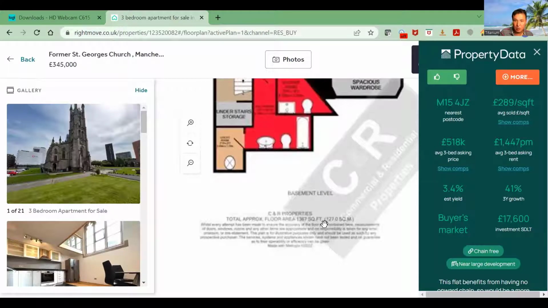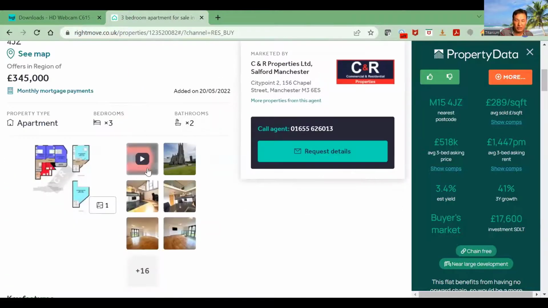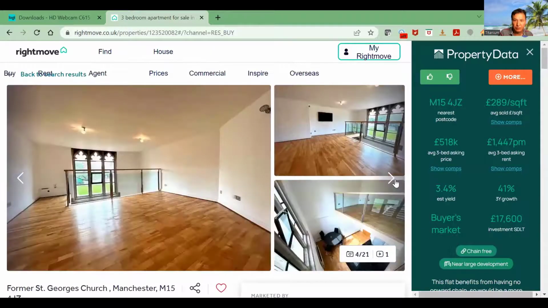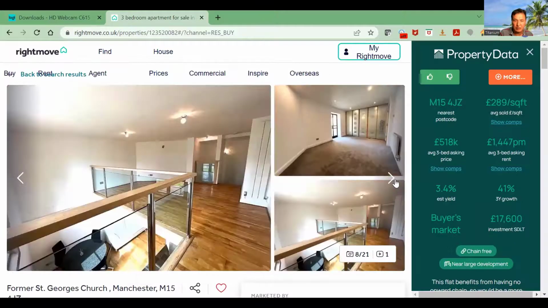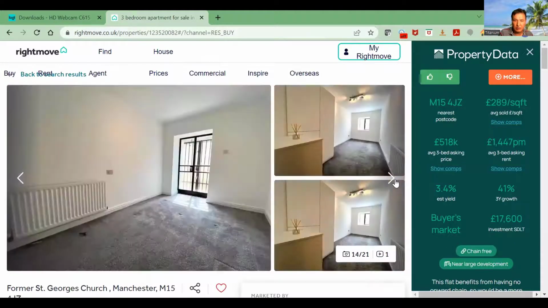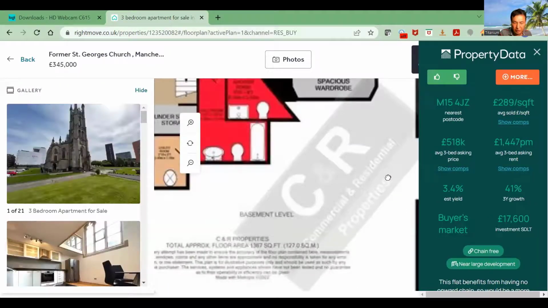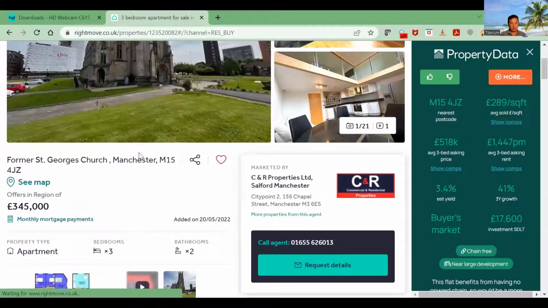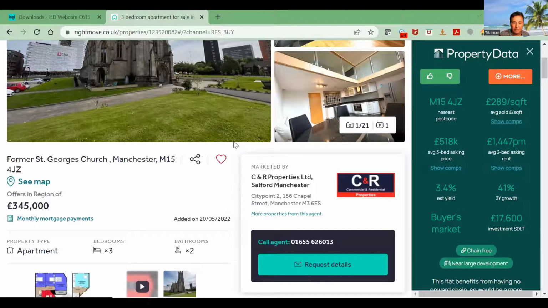Okay. In this case, 1367. Let's look through the photos. This is a conversion. Very nice open space. Okay, going back here. 1367. So 345,000 divided by 1367. What do you get? 252 PSF. Now going back to here, right?